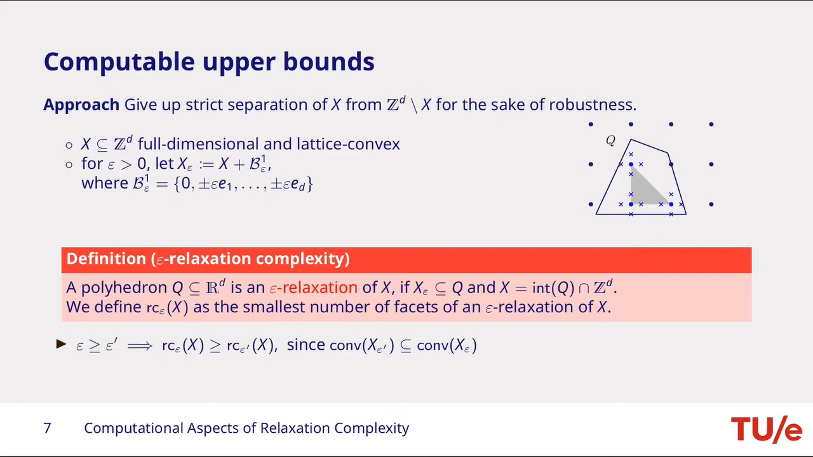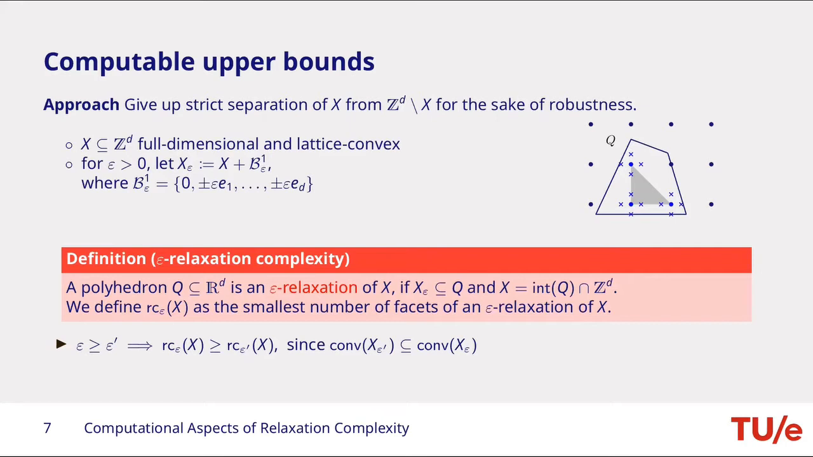But if we intersect with the interior of Q, no new integer points arise. This motivates a robustification against numerical errors. If we slightly perturb an epsilon relaxation, at least the points contained in X remain feasible. And then the epsilon relaxation complexity is the smallest number of facets in any epsilon relaxation of X.